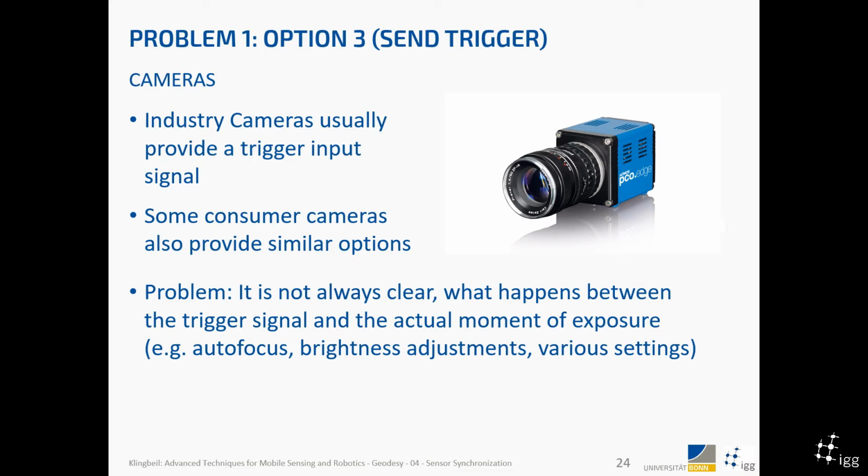There is one potential problem with this. You have to make sure that some cameras do some things before they do the actual exposure, right? They do some autofocus and brightness adjustment and everything. And of course, you have to make sure that this is not happening between the trigger and the actual exposure, or at least, if it happens, you know how long it takes. Otherwise, you lose synchronization. If it does some autofocus every time, and this autofocus needs some time, and this time is different every time, then of course it doesn't help at all, right? Then you lose synchronization.